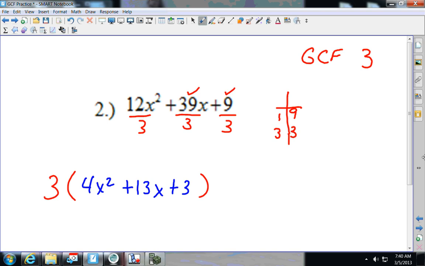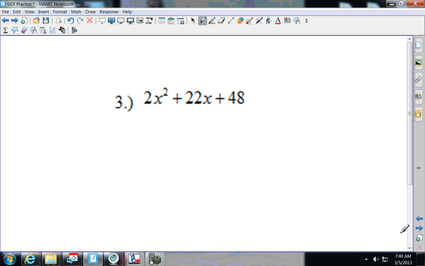And as you do these on your own, you can go back and do the distributive property to check, or remember, original problem into Y1, what you think the answer is into Y2. Try number 3. Do that now.